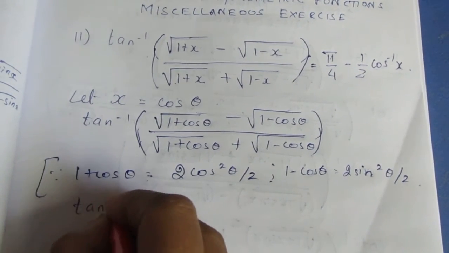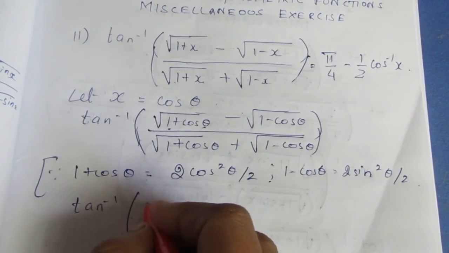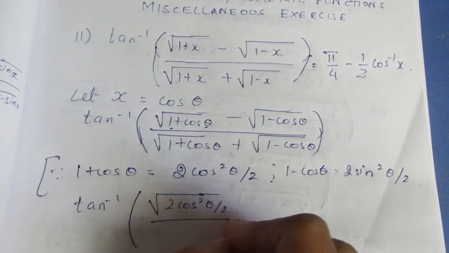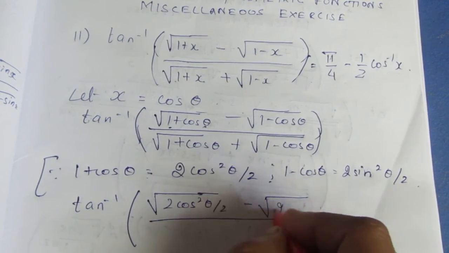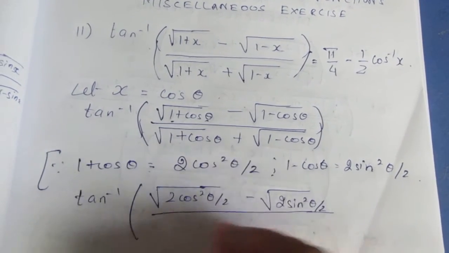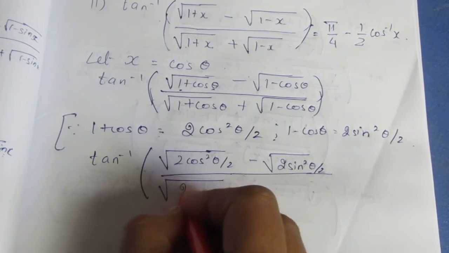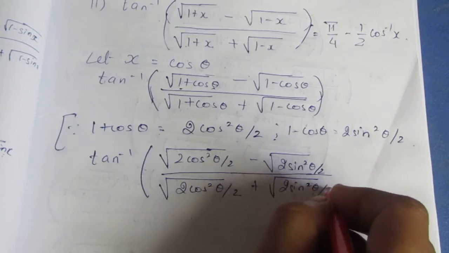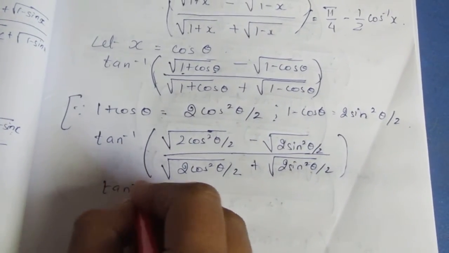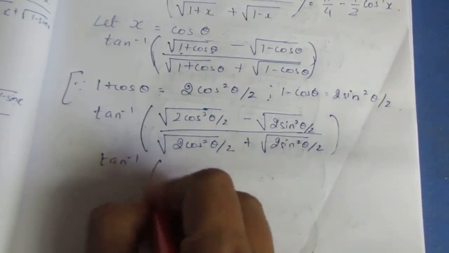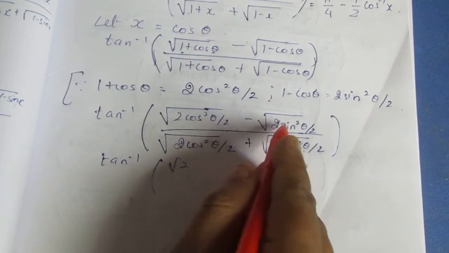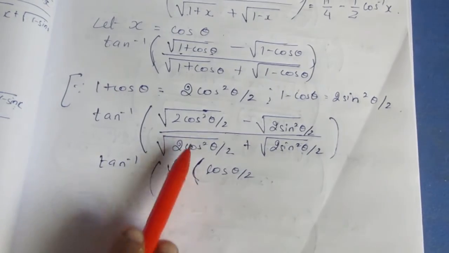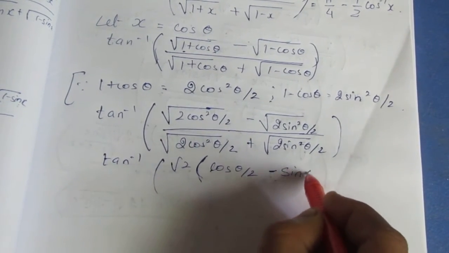So tan inverse, instead of 1 plus cos theta, I am going to substitute root of 2 cos square theta by 2 minus root of 2 sin square theta by 2, by root of 2 cos square theta by 2 plus root of 2 sin square theta by 2. Now this becomes tan inverse. Here in both the terms we have root 2, so I am taking root 2 common. It becomes cos theta by 2, here root and square get cancelled, minus sin theta by 2.